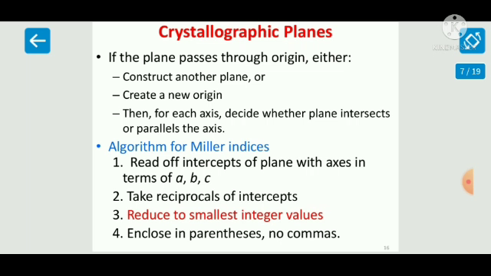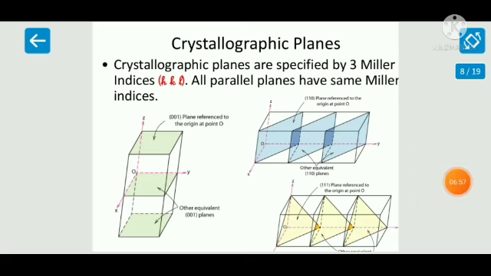Take the reciprocal of the intercepts. Reduce to the smallest integer values, enclosed in parentheses with no commas. The crystallographic planes are specified by three Miller indices: h, k, and l. All parallel planes have the same Miller indices. We need a way to identify the direction and the plane of atoms. Under a deforming load, slip occurs on certain crystalline planes and in certain crystallographic directions.